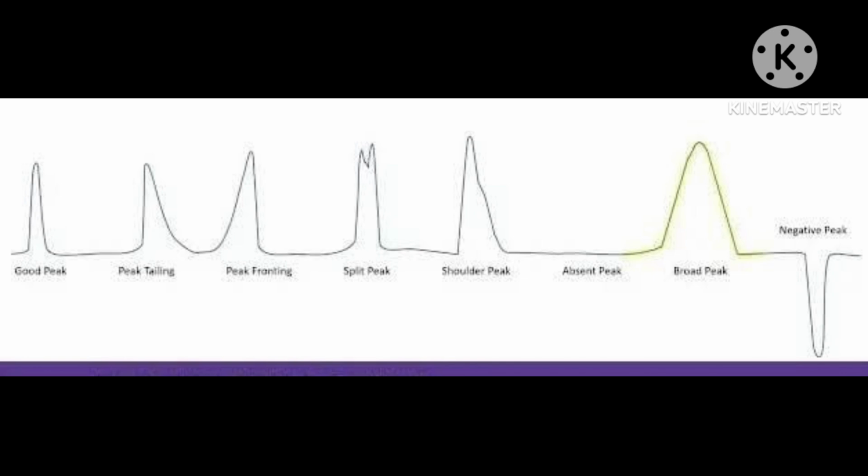This is all about different types of peaks in HPLC. In part 1 I had discussed good peak, symmetrical peak, peak tailing, peak fronting, split peak, shoulder peak, absent peak. In this video I have discussed broad peak and negative peak.